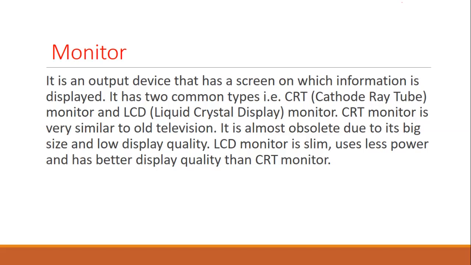Monitor, again I repeat this, what is monitor? Actually, it is an output device that has the screen on which information is displayed. Okay, there are two common types, one is CRT and the other one is LCD. CRT stands for the cathode ray tube and LCD stands for the liquid crystal display.